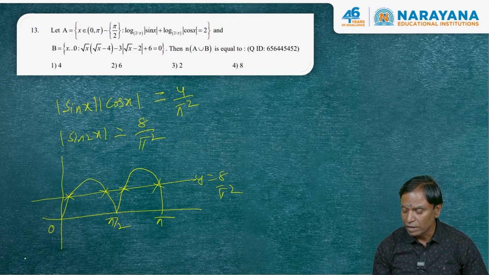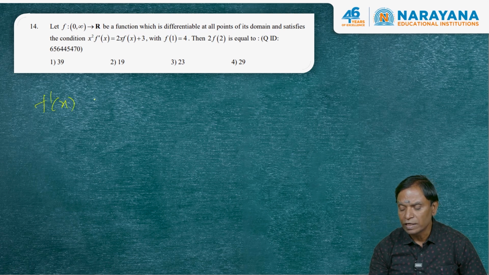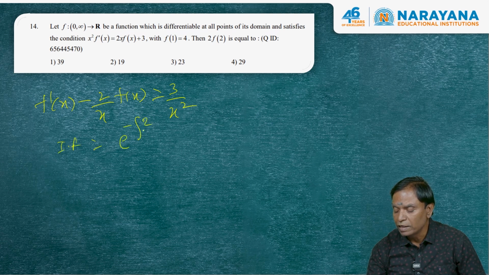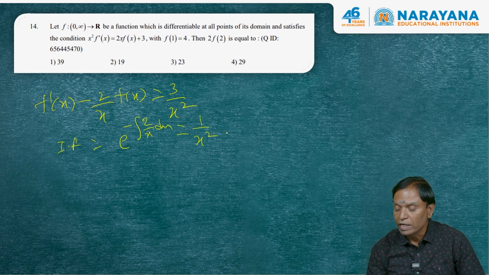Got it? Okay. You are given a differential equation, f of 1 is equal to 4 is given, then find 2 times f of 2. You observe it's a Leibniz linear differential equation, which gives you f dash x minus 2 by x f of x is equal to 3 by x square. You can calculate the integrating factor. Your integrating factor will be e power minus integral 2 by x dx, which is e power minus 2 ln x, which is 1 by x square.